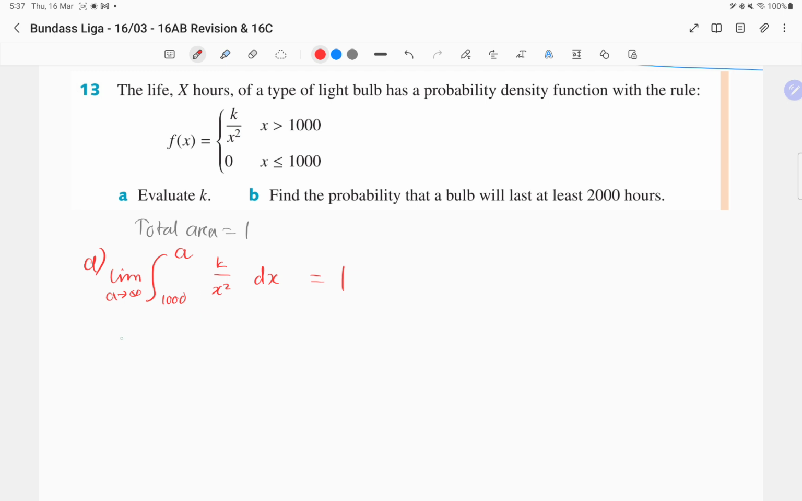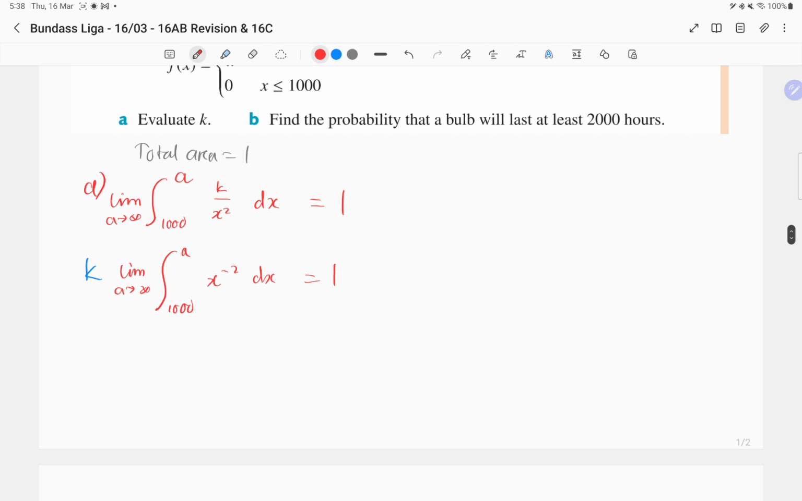All right, so let's antiderive that. So that will be, once again, the limit of A to infinity, antiderive 1000 to A, and then I'll just take the K out. K is a constant factor, so you can take it all the way out to the front here. And then that would be x to the power minus 2, dx equals 1. All right, let's see. So then we've got K times the limit expression. And then this one would be plus 1, so that's minus 1 divided by, that's a negative of x to the power minus 1, from 1000 to A, equals 1.